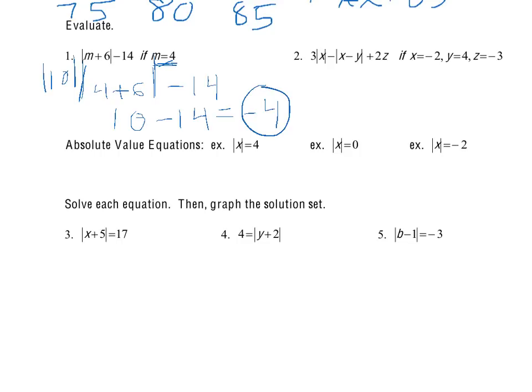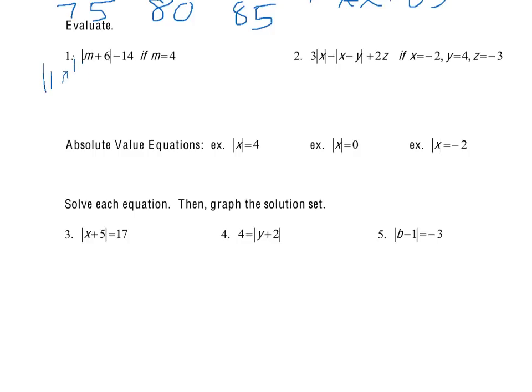So that's our answer. Okay, number 2 is going to be a little bit more complex. I don't have a whole lot of space here, so I'm going to erase what I just did for number 1 and use the whole space underneath 1 and 2 for number 2. So here we go. Let's get rid of this. Okay. All right, so we have values to plug in: x is negative 2, y is 4, and z is negative 3. So let's plug this in.